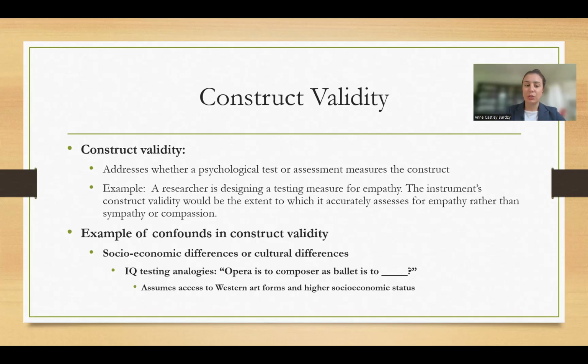So sometimes we see socioeconomic differences or cultural differences in our construct that might impact the validity of the test. So it's possible that an individual taking an IQ test might be fully aware of how to do an analogy and have a really strong vocabulary, but due to socioeconomic differences or cultural differences, like not having access to an opera, which is a Western art form, and it usually requires a higher socioeconomic status to go to a ballet or opera, this might not be something that is culturally appropriate for an IQ test, so that might be a confound that gets in the way of the construct validity.